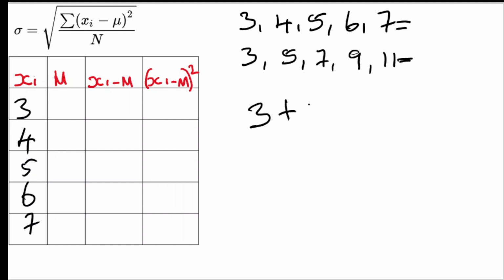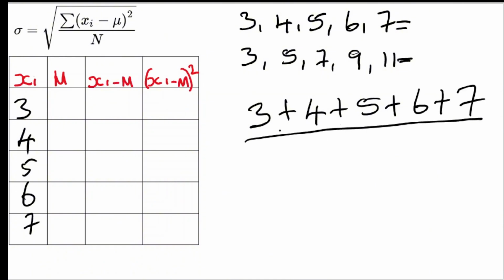3 plus 4 plus 5 plus 6 plus 7 divided by 5. The reason I'm using 5 is because the number of population is 5 here: 1, 2, 3, 4, 5. Divided by 5. So let's use our calculator.